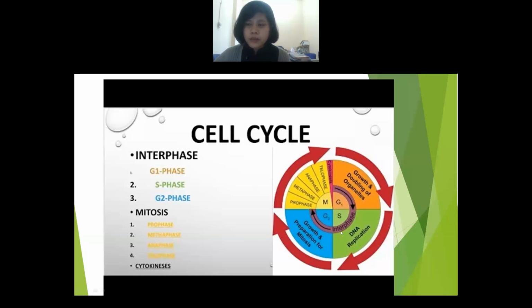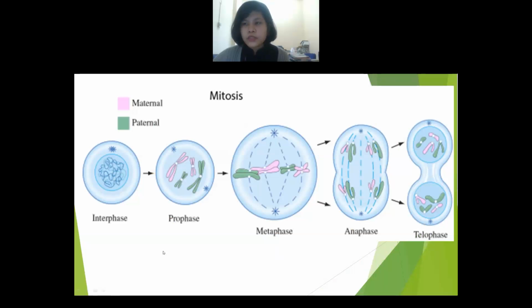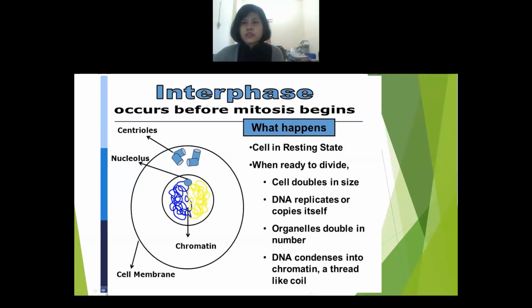And in the S phase, what will you find? You will find DNA replication, meaning an exact carbon copy of the DNA. And in the G2 phase, you will find growth and preparation for mitosis. I mean, they will get ready for the next step. So this is what happens in mitosis: interphase, prophase, metaphase, anaphase, and telophase. Interphase can also be known as the resting state.